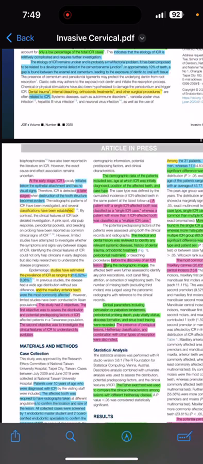Moving to the objectives, this study has two objectives. The first objective was to assess the distribution and potential predisposing factors of invasive cervical resorption. The second objective was to investigate the clinical features of invasive cervical resorption.